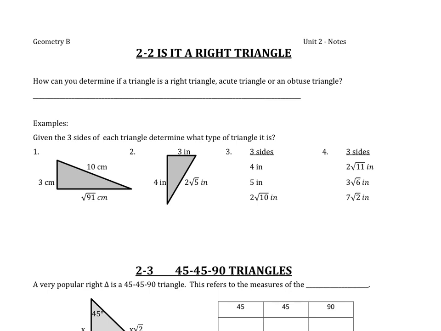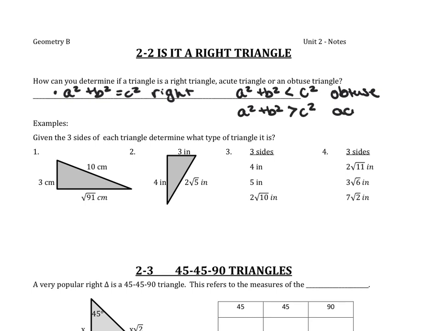Welcome to your notes 2-2, and we're trying to determine if a triangle is right, acute, or obtuse, basically classifying it by its angles using the converse of the Pythagorean theorem. So we know that if a squared plus b squared equals c squared, then it's a right triangle. That's the Pythagorean theorem. The new learning is that a squared plus b squared being less than c squared gives us an obtuse triangle. And if a squared plus b squared is greater than c squared, we have an acute triangle.